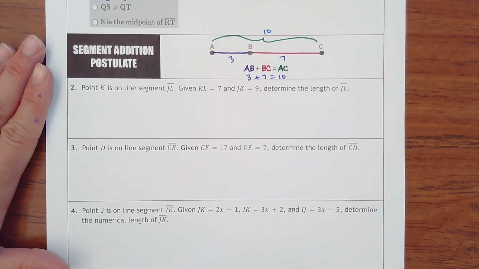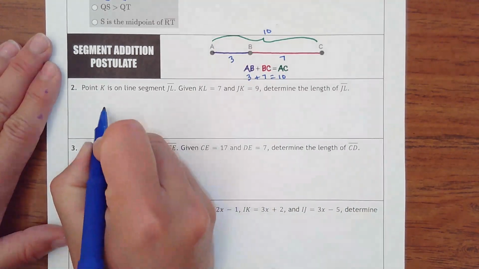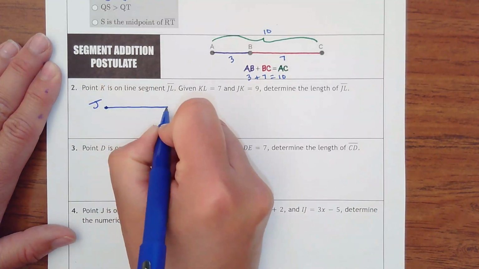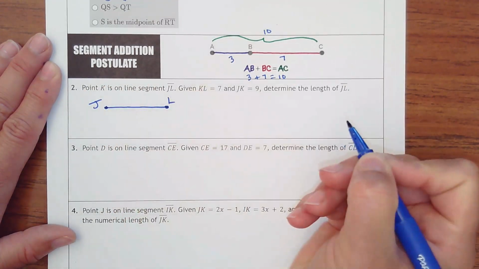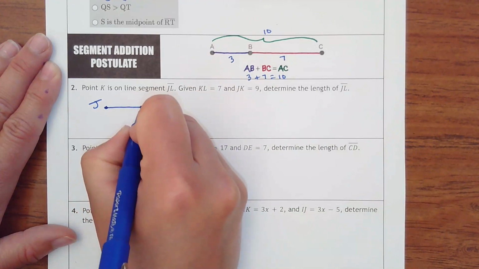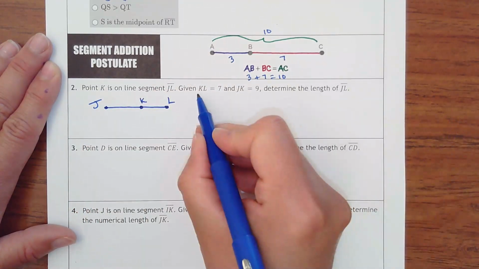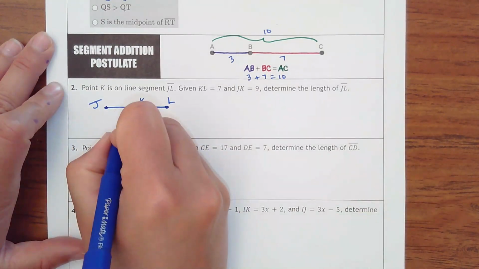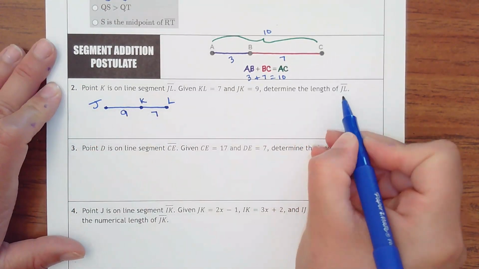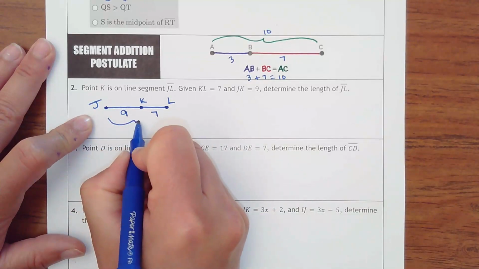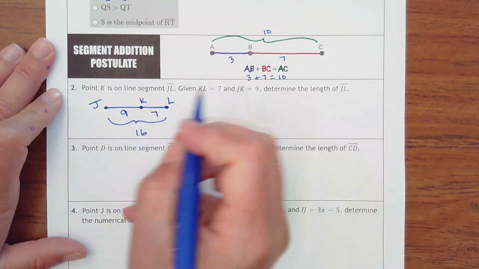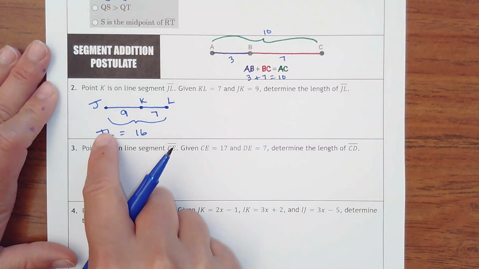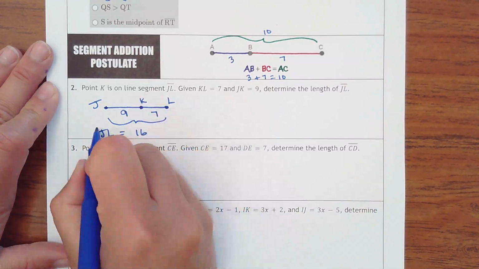It says point K is on the line segment JL, and I like to draw a picture. So I'm going to put J as one endpoint, and L as the other endpoint. K is somewhere in here. It doesn't matter where you put it. K to L is a distance of 7. J to K is a distance of 9. Figure out the length of JL. So you're just adding this together to tell you that that is 16. Whenever they're wanting a length, you don't have to put the line segment symbol over it, but you can.